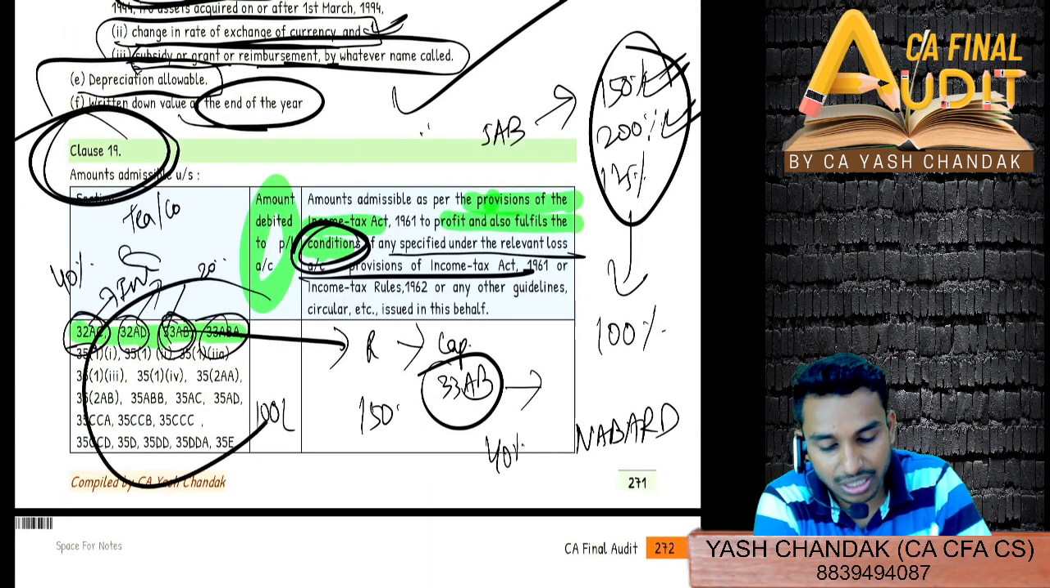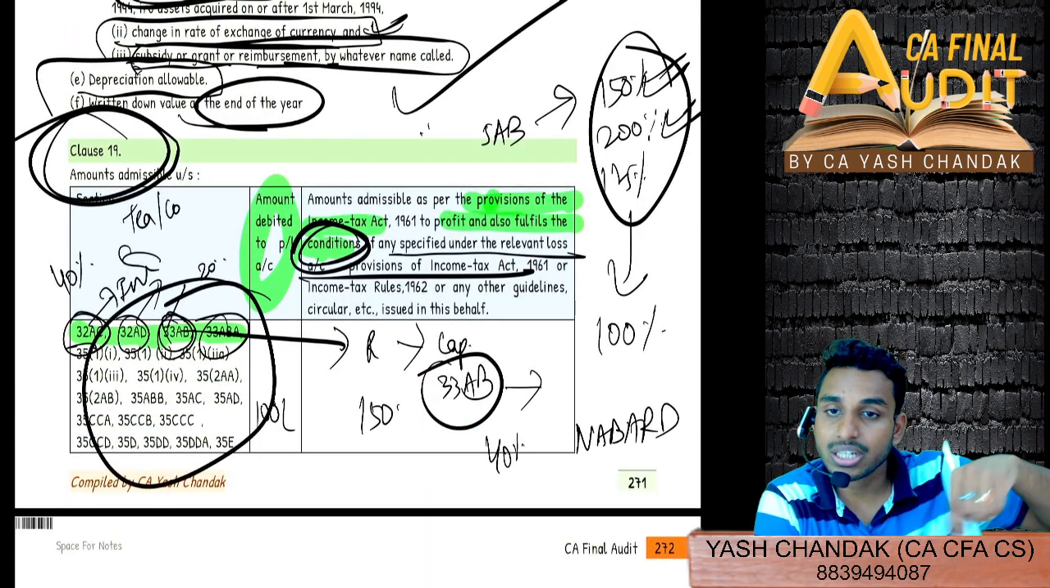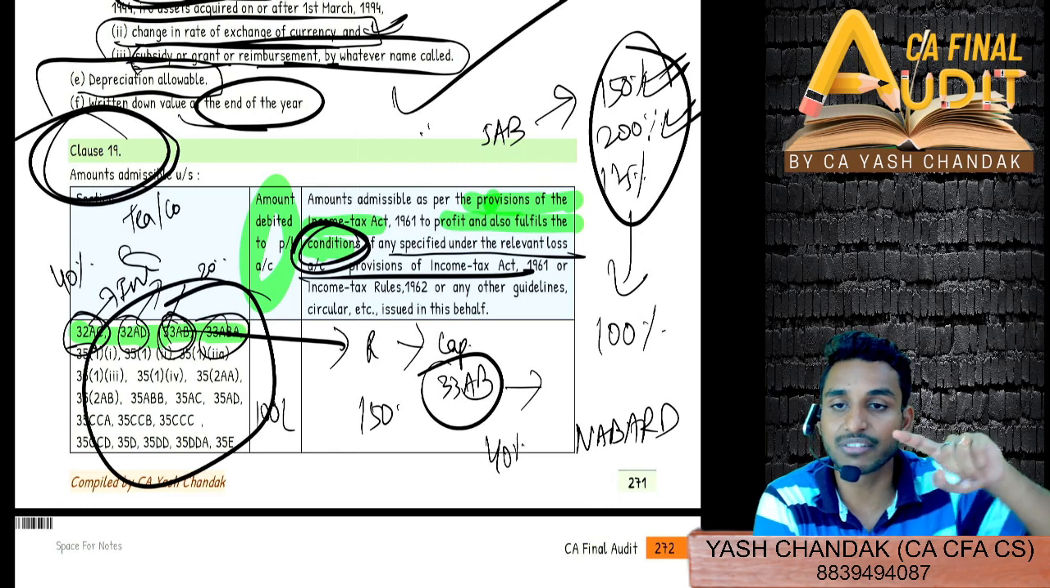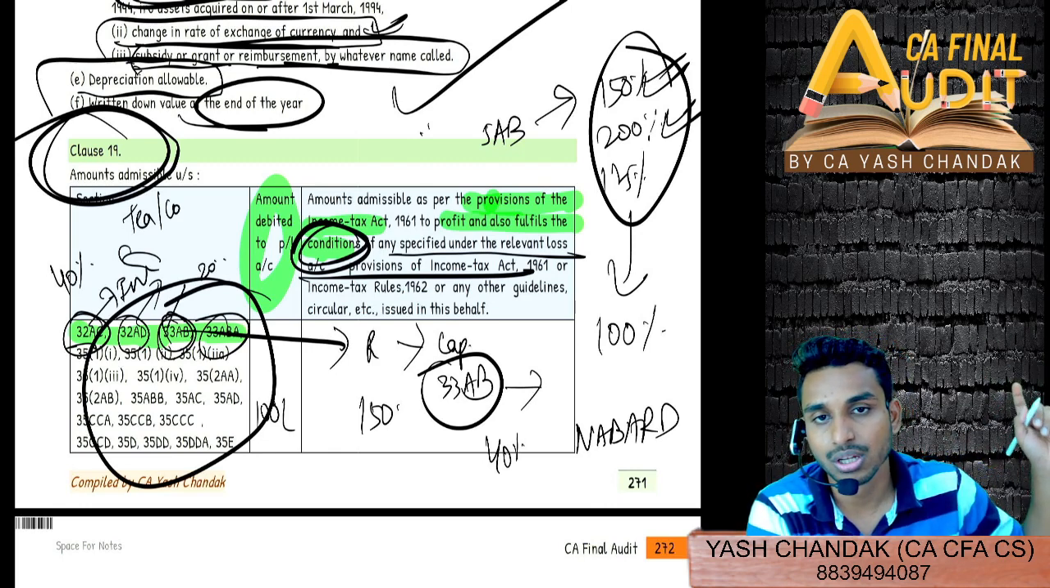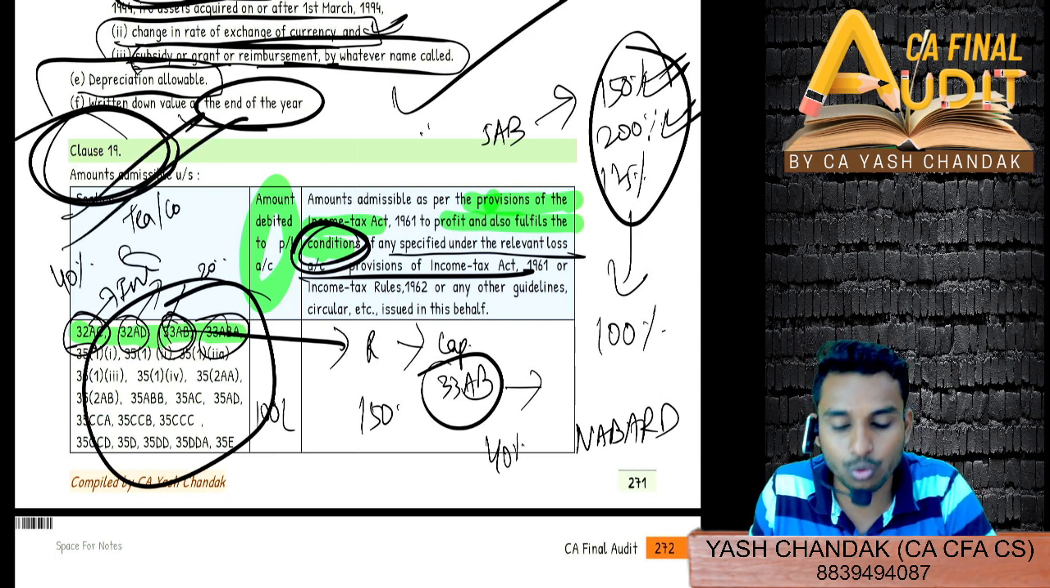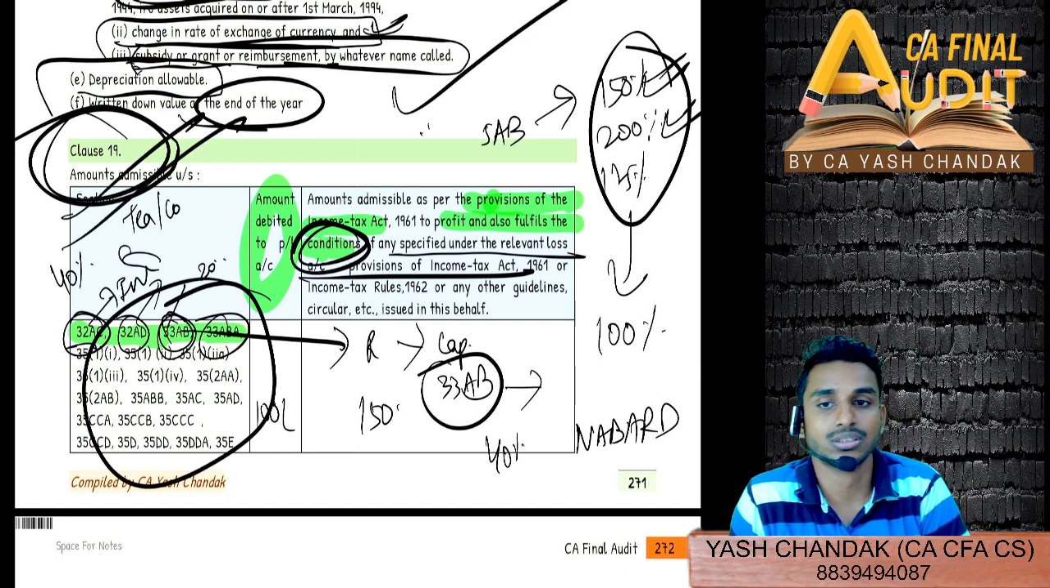Where you took these deductions but fail to comply with the conditions, then that will be added back as your income and that has to be reported under clause 24. But when you are taking the deduction, then you have to report it under clause 19. Okay.